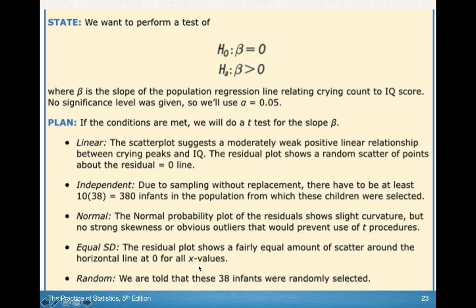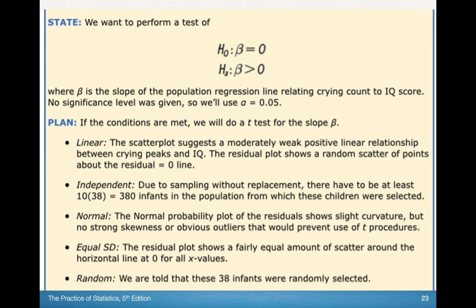Equal standard deviation: the residual plot, which again I don't love, shows a fairly equal amount of scatter above and below the x-axis. We have that one possible outlier, but it's fairly equal, so we can continue. We checked it, and then random: we're told that it's 38 randomly selected infants. So that's my state and my plan.